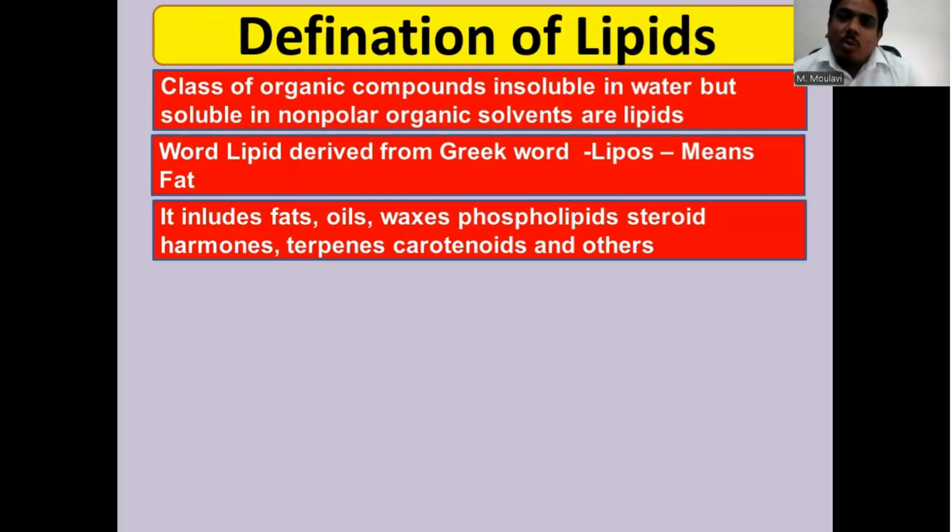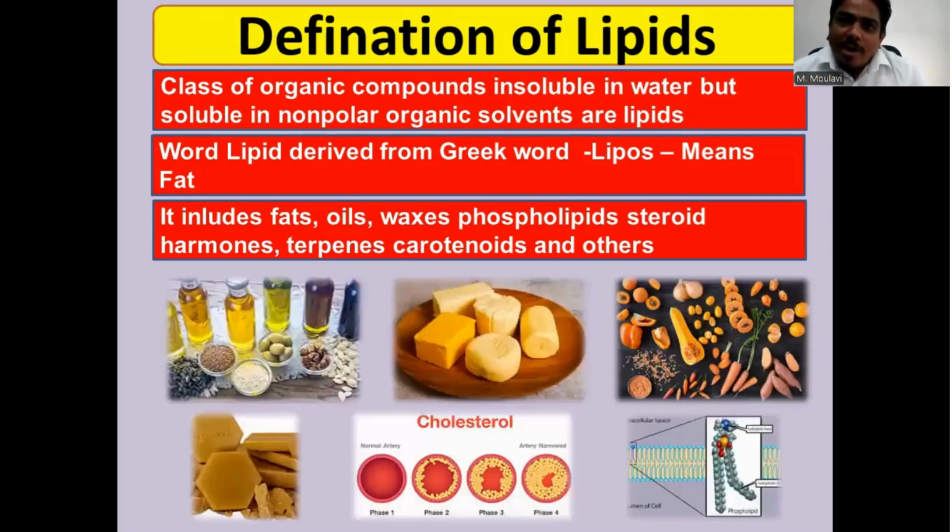it is important to note that lipids are an integral part of our diet. In our diet, we include oils, fats, and different fruits. We are using honey. Cholesterol is also present in our blood, in our body, while the plasma membrane is the outermost covering layer of the cell. So lipids are very important in our life.